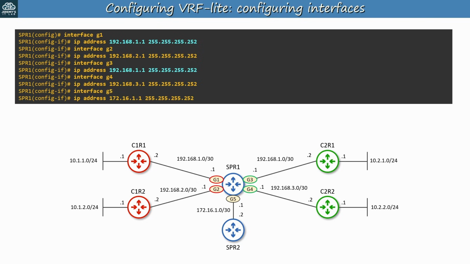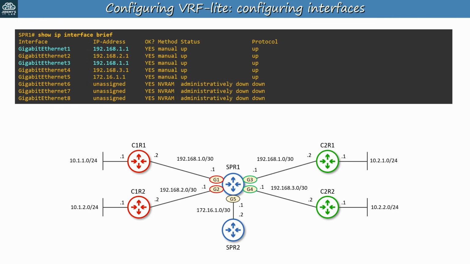Finally, I configured an IP on G5, connected to SPR2. This connection uses the global routing instance, so I didn't assign it to a VRF. I won't actually use this connection in this video, but I wanted to show that you can have both interfaces that are assigned to VRFs and interfaces that use the default global routing instance.